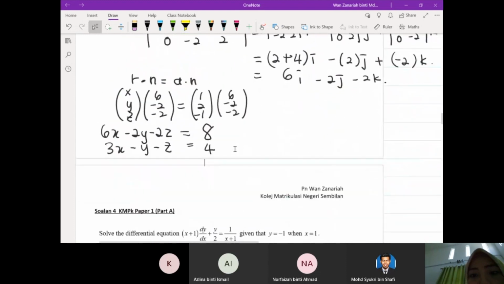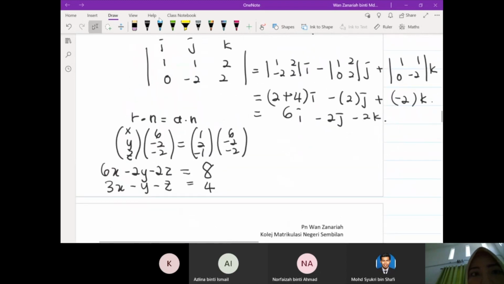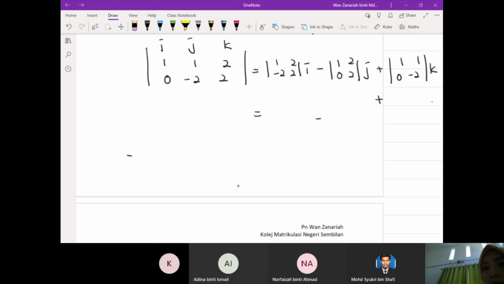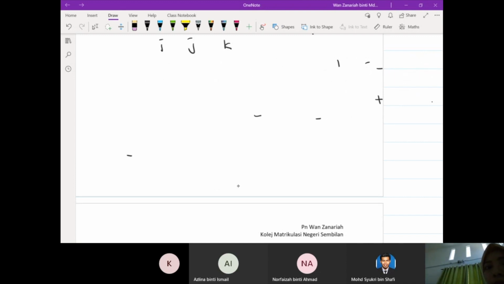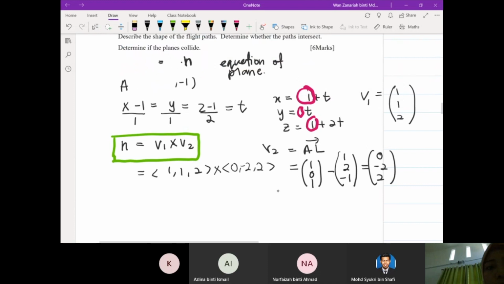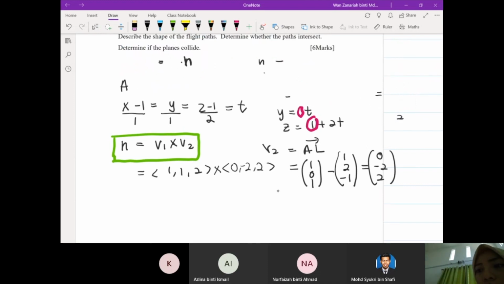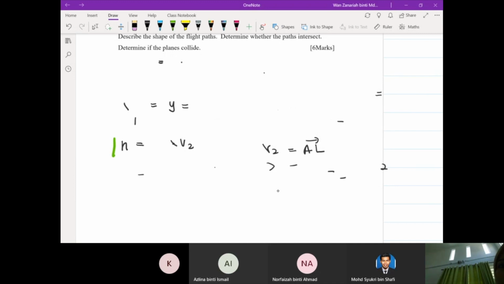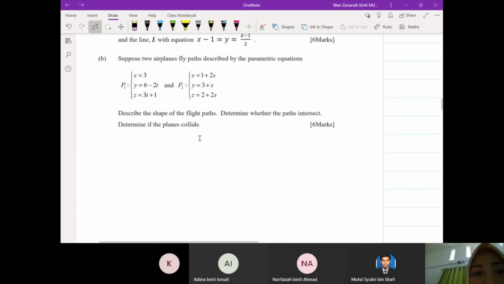Okay, so from P1, for A ni I dah tak ada ruang, mungkin I padam yang ini, boleh. Okay, sebenarnya boleh highlight je padam.